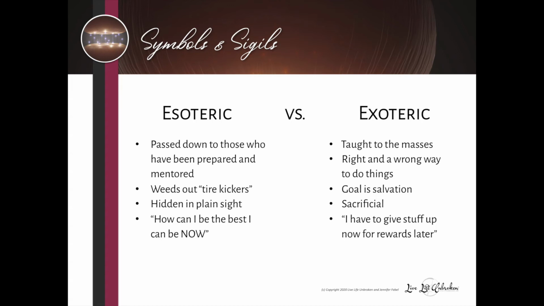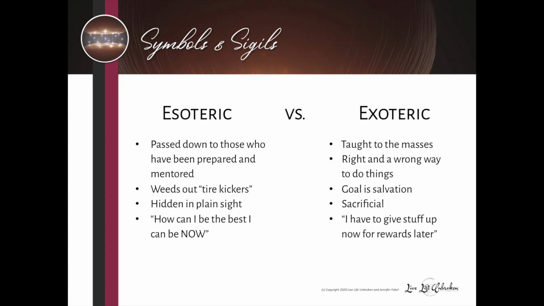Now, exoteric information is the information that is handed down through the masses. It is taught. And it believes that there is a right and a wrong way to do things. And so it teaches the right way so that you'll follow it and the wrong way so that you'll avoid it. The goal of exoteric traditions is salvation because it is sacrificial. It believes that you need to sacrifice and give up things in the present moment for the promise of glory and rewards later on.